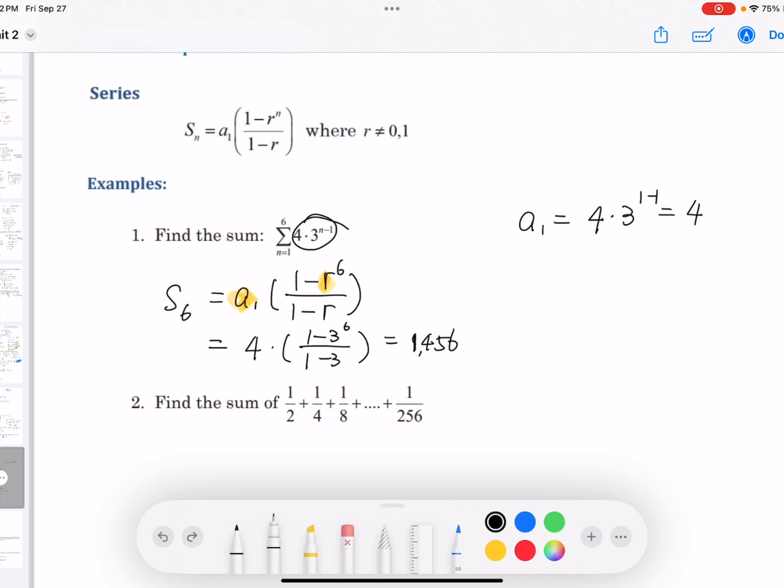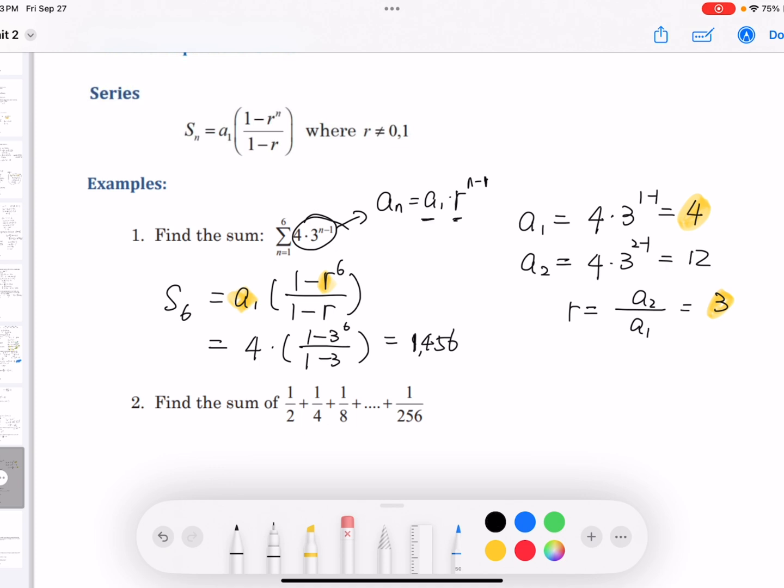And the second, I'm looking for a sub 2. A sub 2 is equal to 4 times 3 to the 2 minus 1, which is 4 times 3, which is 12. And r is equal to a sub 2 over a sub 1, which is 3. So we can also find a sub 1 and the r value by listing a sub 1, a sub 2. The conclusion from all of this is a sub n is equal to a sub 1 times r to the n minus 1 pattern. Find a is 4, r is 3.